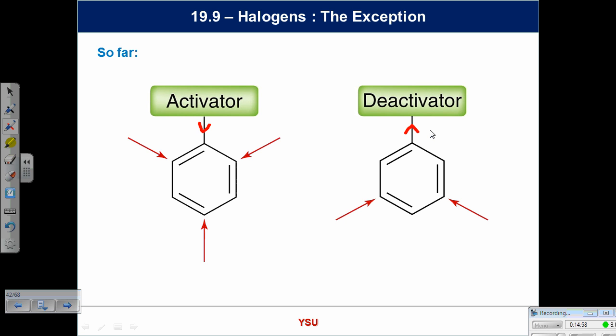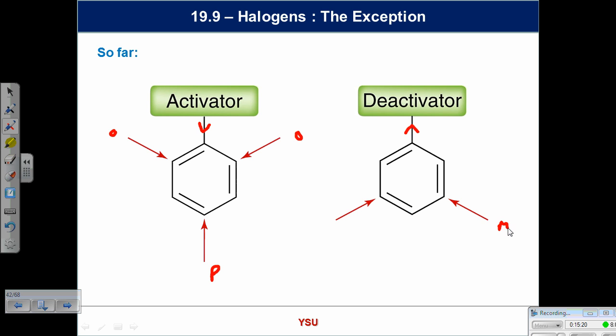And we can argue that that activator prefers to send groups to the ortho and the para positions. So simply here, this is the ortho position on the one side, this is the ortho position on the other side, and that's the para position. Every time, they will be your major products. So for activators, you're only going to get ortho and para, or you're going to get them as the major products. You get a very small amount of the meta.